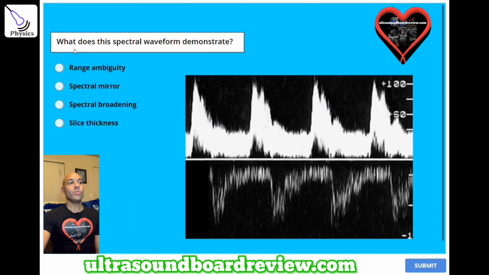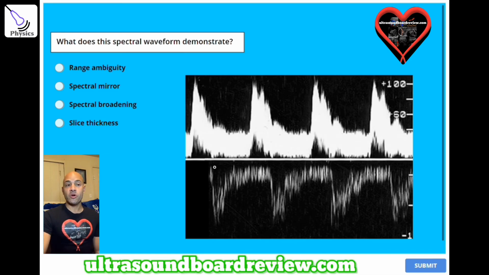Question number 19. What does the spectral waveform demonstrate? A. Ranged ambiguity, B. Spectral mirror, C. Spectral broadening, or D. Slice thickness? This spectral waveform closely resembles a spectral mirror artifact. However, the spectral mirror has to be directly below the above spectral waveform.